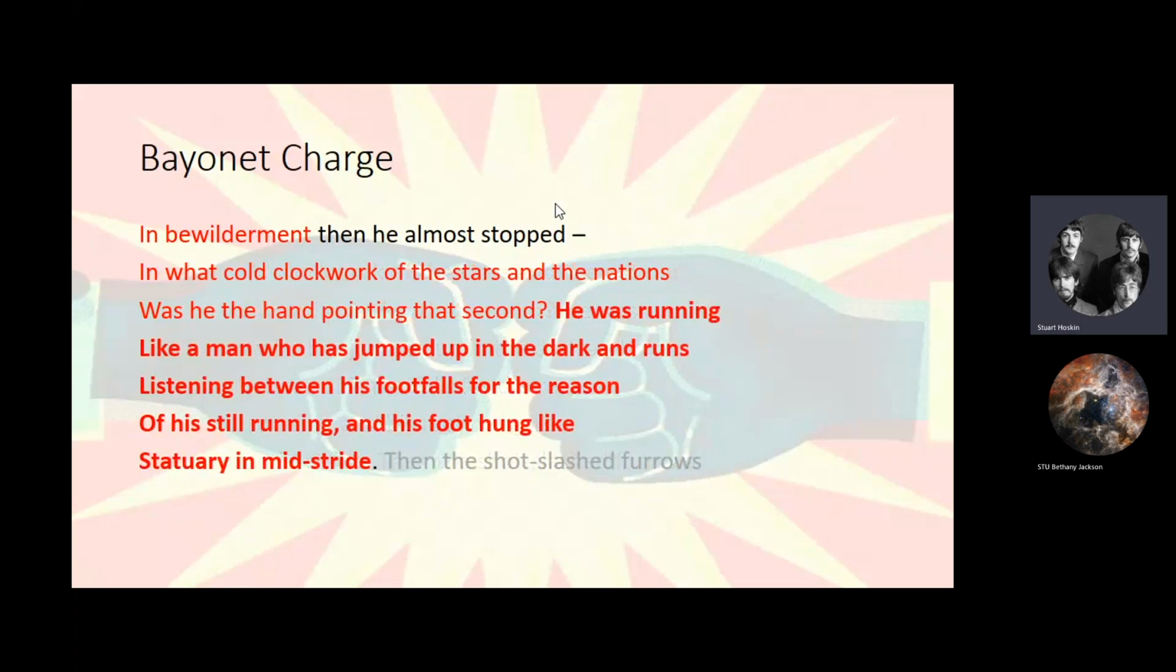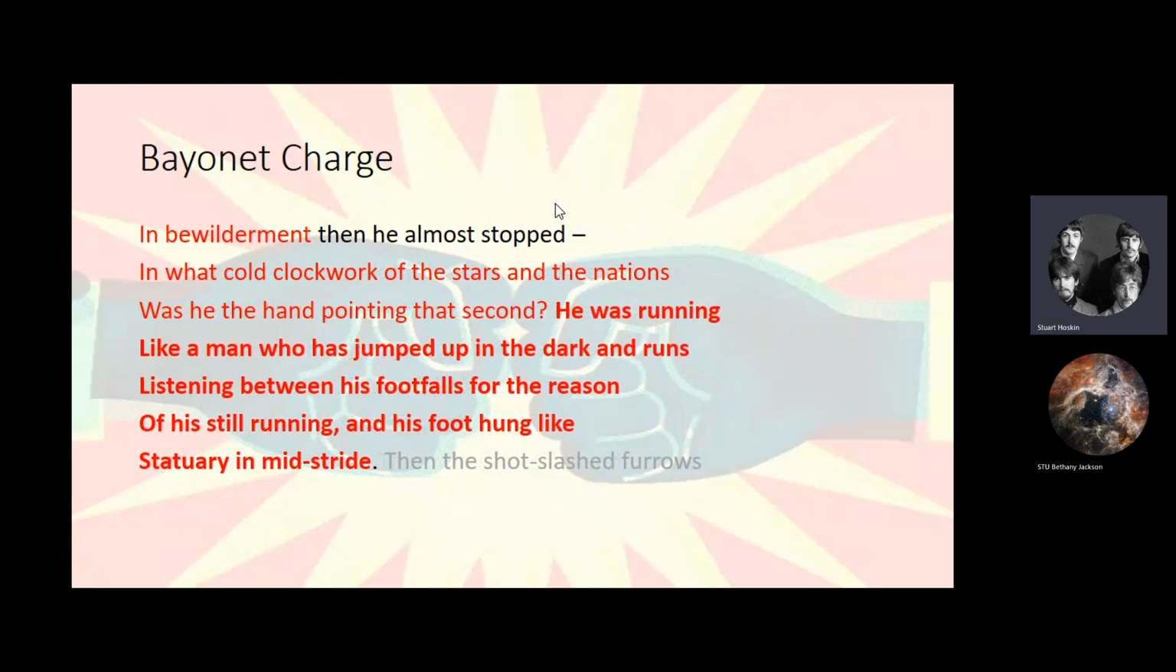Now, moving further down, he then comes to a probably even stranger part in the way it's written. He was running like a man who has jumped up in the dark and runs, listening between his footfalls for the reason of his still running, and his foot hung like statue in mid-stride. Running, runs, running, jumped, listening. It's a complete mismatch, isn't it, of words and phrases that don't seem to come across and mean anything.